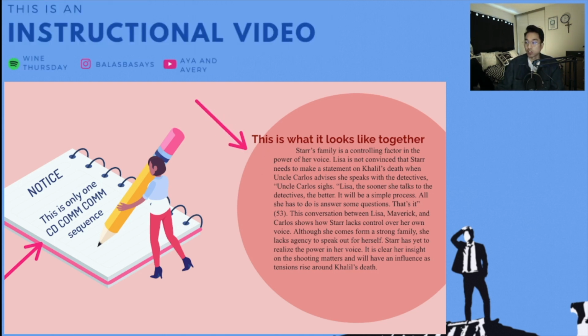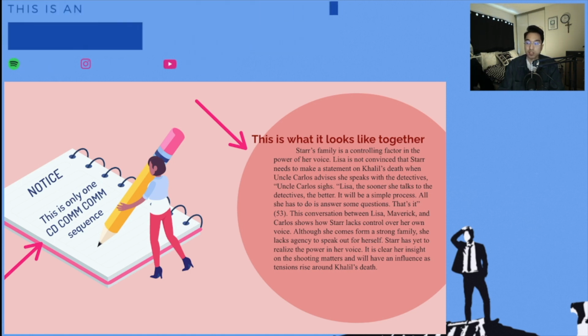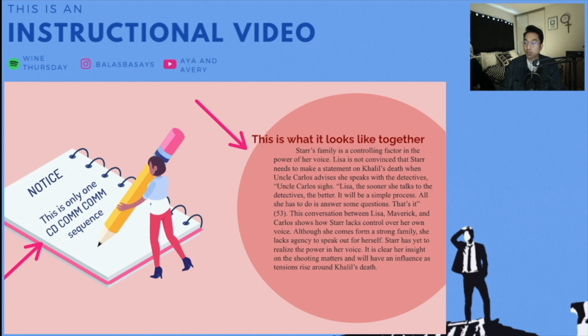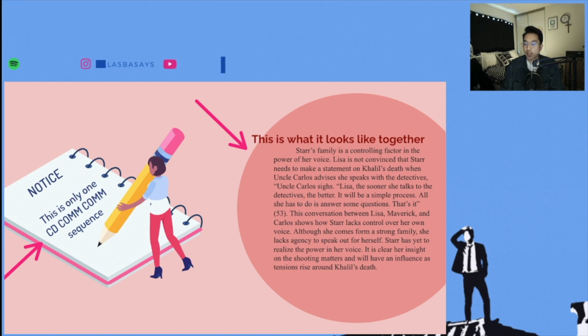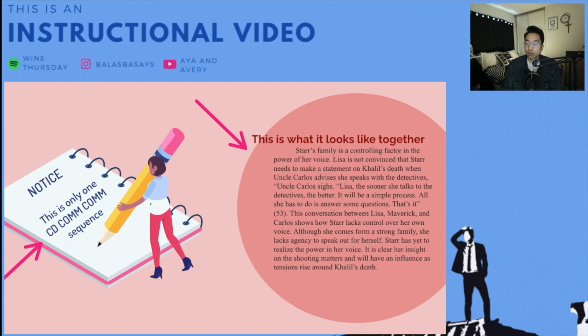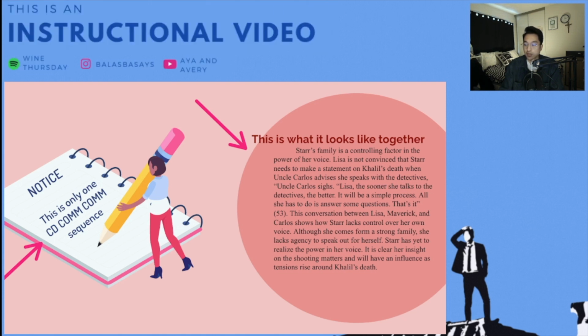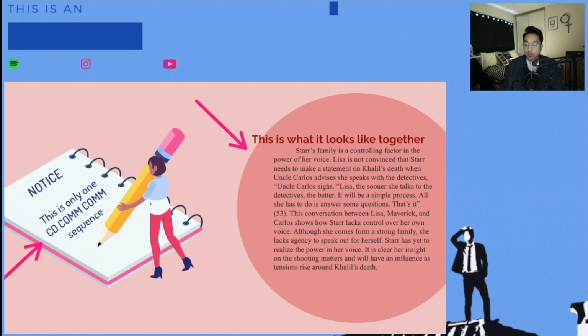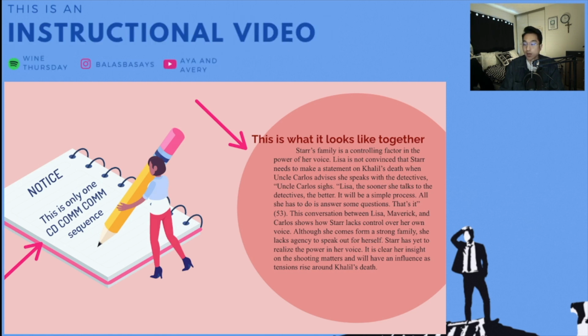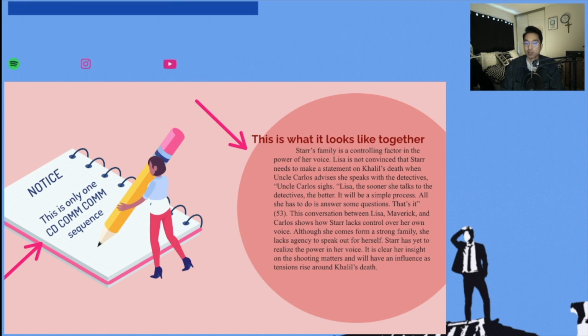Star's family is a controlling factor in the power of her voice. Lisa is not convinced that Star needs to make a statement on Khalil's death when Uncle Carlos advises she speaks with the detectives. Uncle Carlos sighs. Lisa, the sooner she talks to the detectives, the better. It will be a simple process. All she has to do is answer some questions. That's it. This conversation between Lisa, Maverick, and Carlos shows how Star lacks control over her own voice. Although she comes from a strong family, she lacks agency to speak out for herself. Star has yet to realize the power in her voice. It is clear her insight on the shooting matters and will have an influence as tensions rise around Khalil's death.